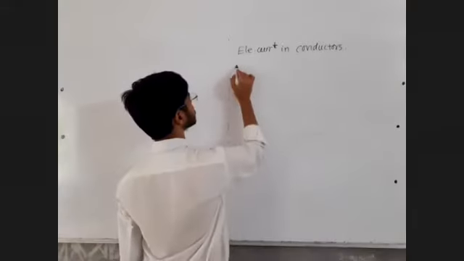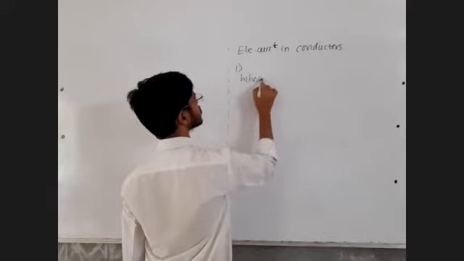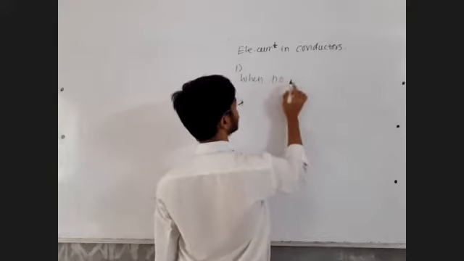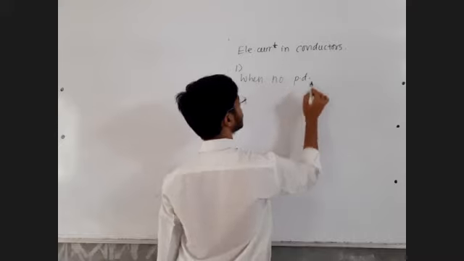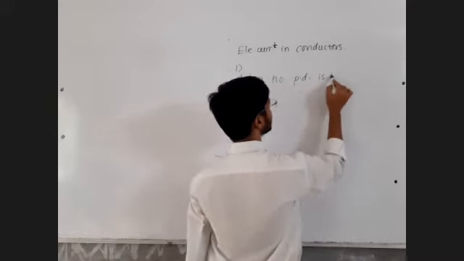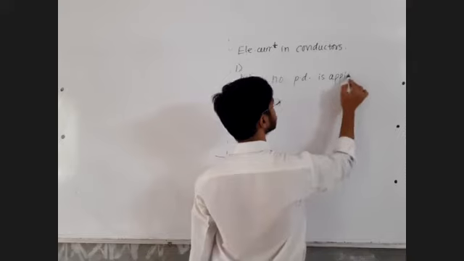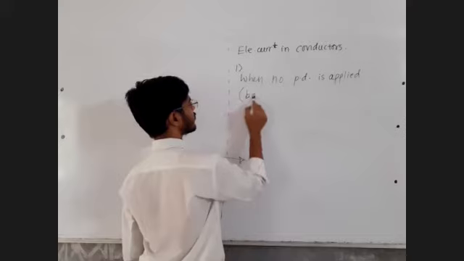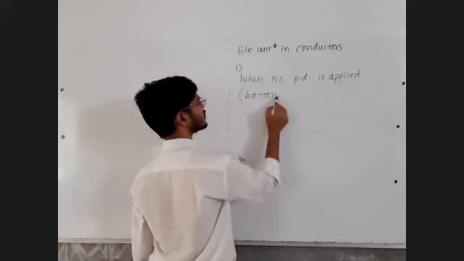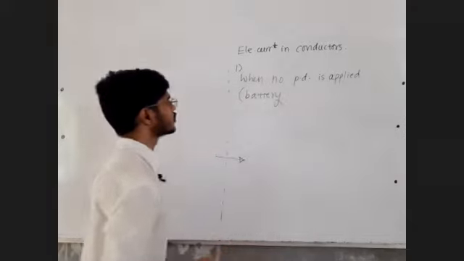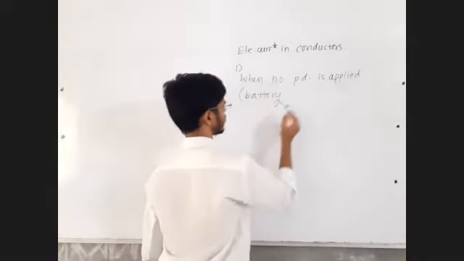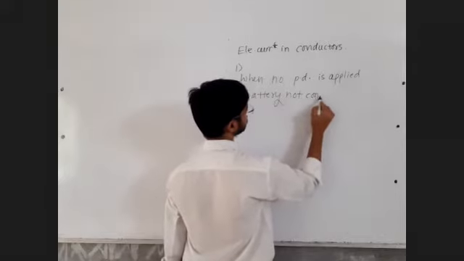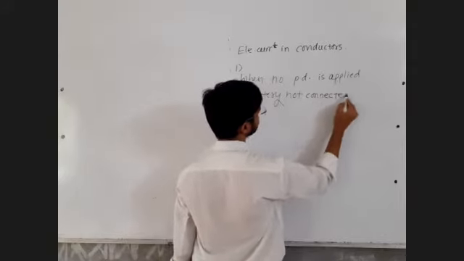So, case 1, just write down as it is. They have also written like this: when no potential difference is applied, in bracket, battery not connected. To use a battery means to apply a potential difference.